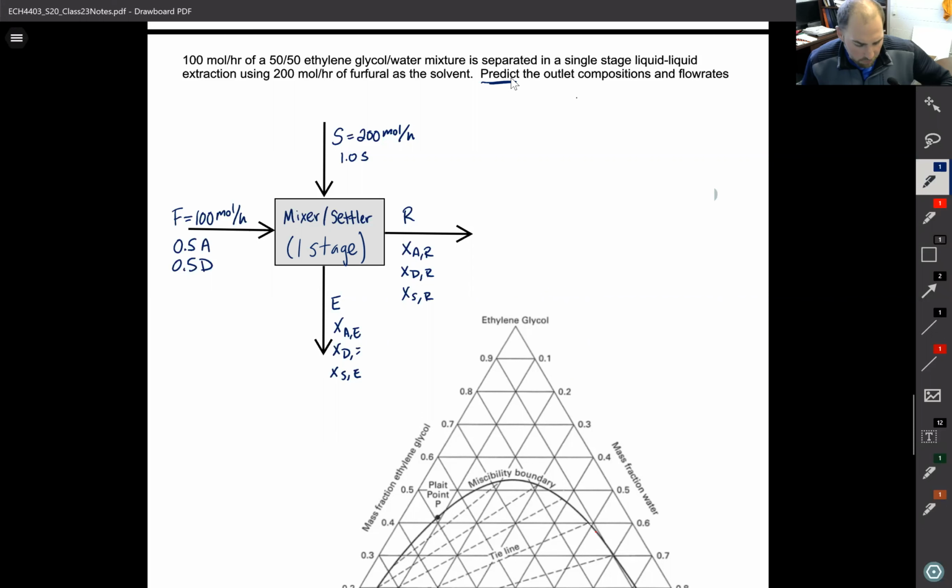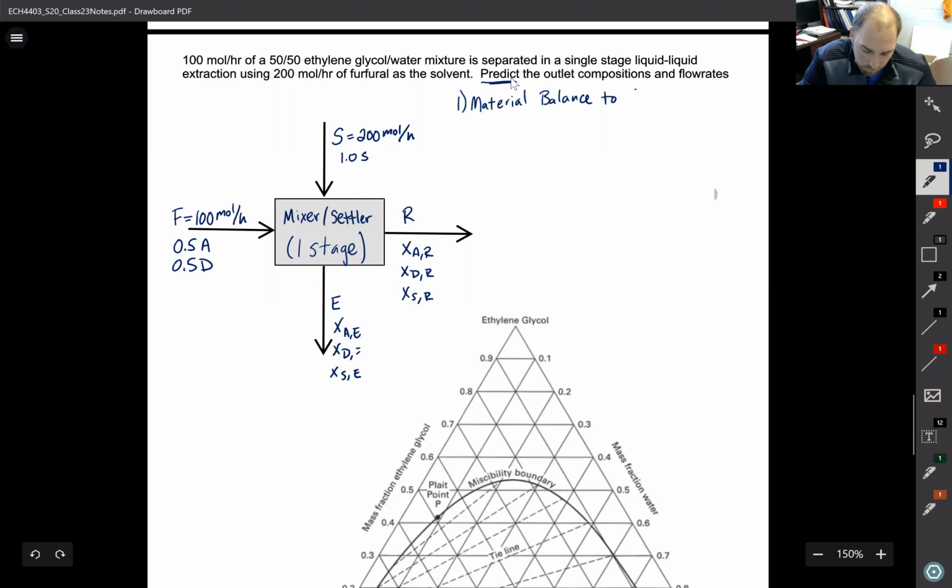So a predict type problem has 3 steps, very similar to distillation and absorption stripping. It's an alternation of material balance, equilibrium data, until you've found what you need to solve. So step 1 is going to be performing a material balance to find the mixing point. Material balance to find the mix point.